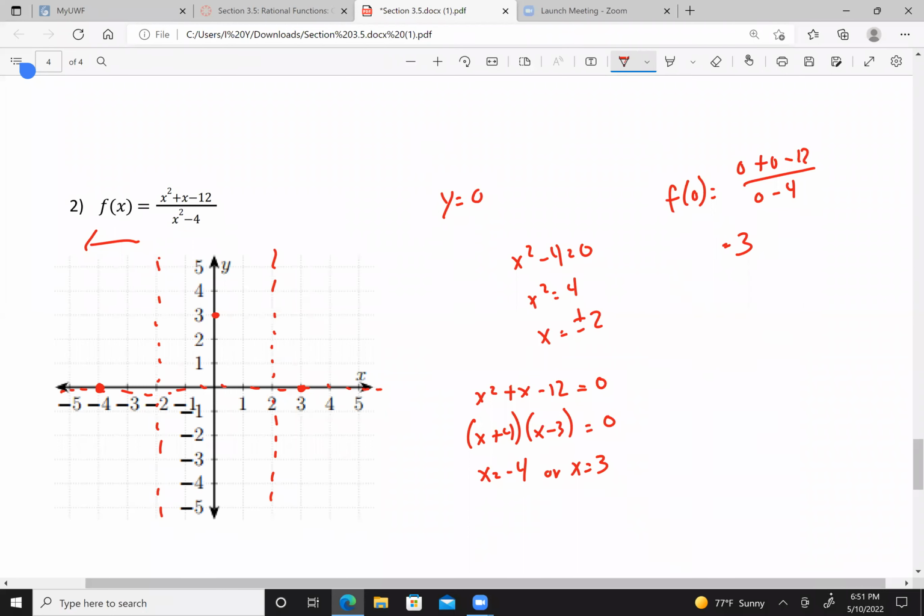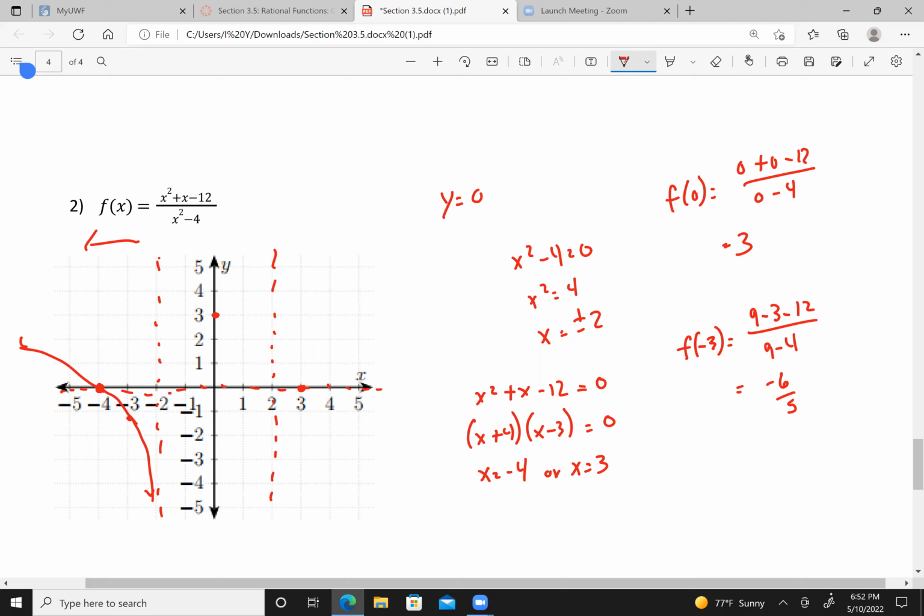So let's look at negative 3. f of negative 3, what's that? Negative 3 squared is 9, minus 3 minus 12 over 9 minus 4, which is negative 6 over 5. So that would be here. So looking at this, it's going to go like that, and it's going to go off like that.